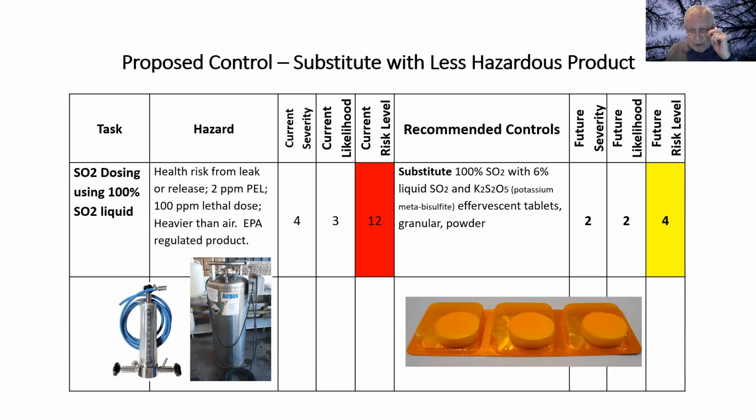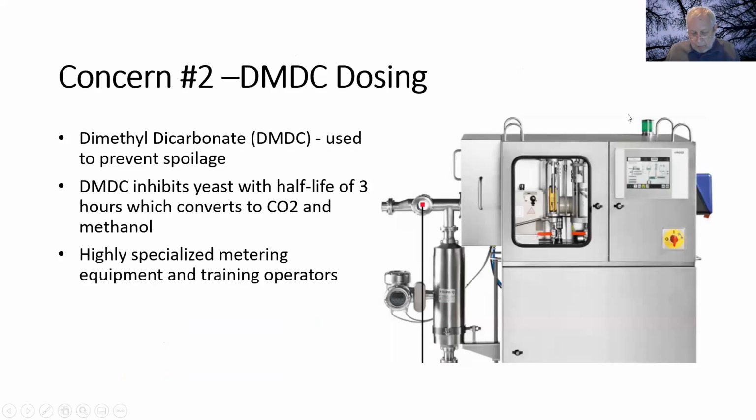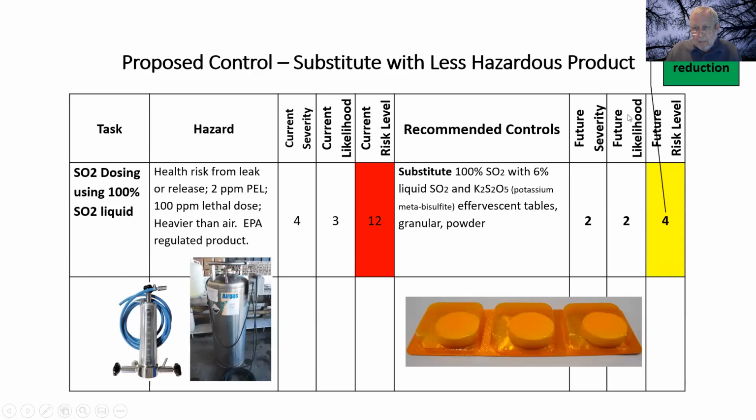So they come up with a future severity of 2, a future likelihood of 2, and a future risk level of 4, which puts it in yellow, so in a way less serious risk category. And they come up here with a 67% risk reduction, which they're claiming here. And 67% risk reduction is pretty good. Go from a 12 to a 4.